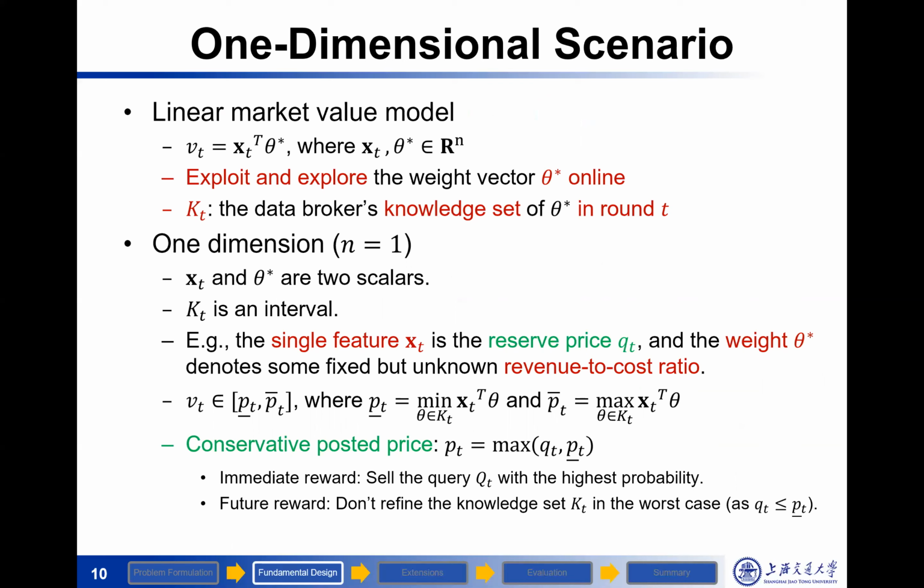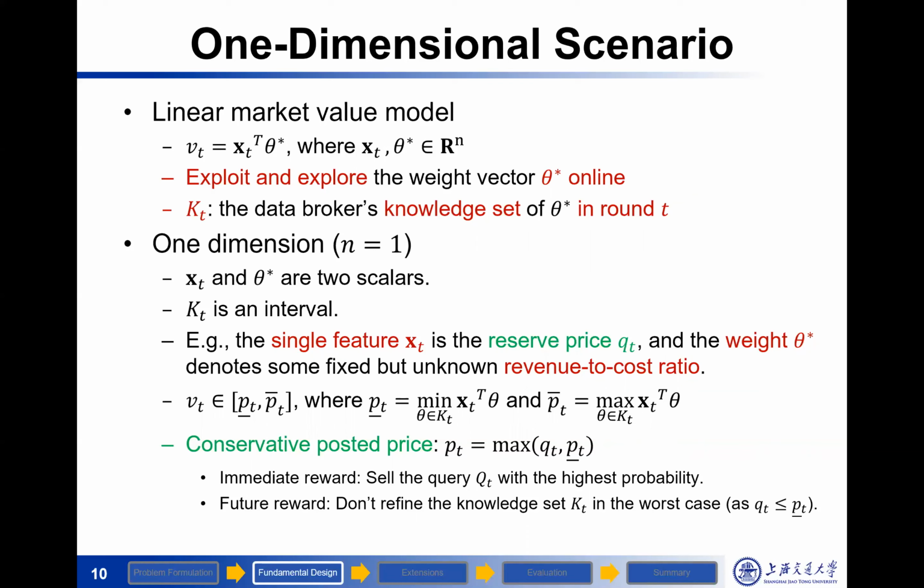For example, the single feature is the reserve price, and the weight denotes some revenue to cost ratio. In addition, the knowledge set is an interval, based on which the data broker can easily compute a lower bound and an upper bound on estimating the market value. Moreover, in a certain round, according to the binary feedback that a posted price is rejected or accepted, the data broker can learn whether the market value is higher than the posted price or not, thus refining its knowledge set.